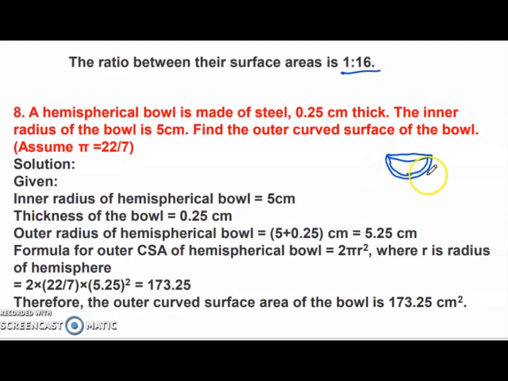You have to find the outer curved surface area, but you have been given the inner radius as 5 centimeter. This is 5 and the thickness is 0.25. So the outer radius will be 5 plus 0.25, that is 5.25 centimeter. So this is the outer radius. With the outer radius, you can find the outer curved surface area, that is 2 pi r square. In that, the r value will be substituted as 5.25 whole square. So this will be the answer, 173.25 centimeter square.